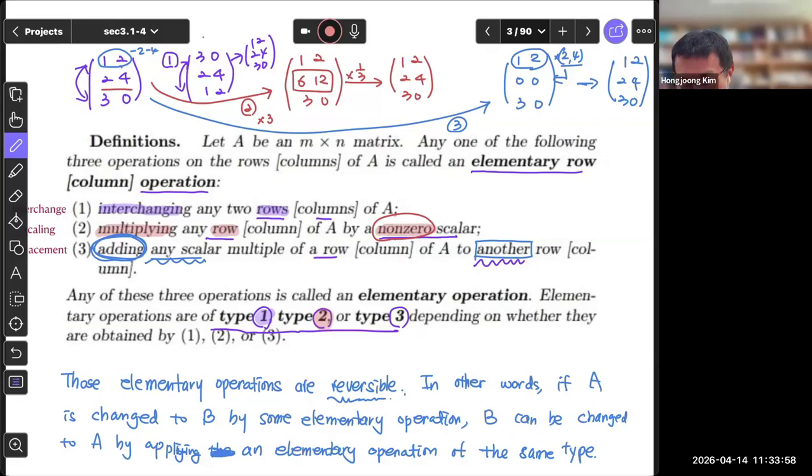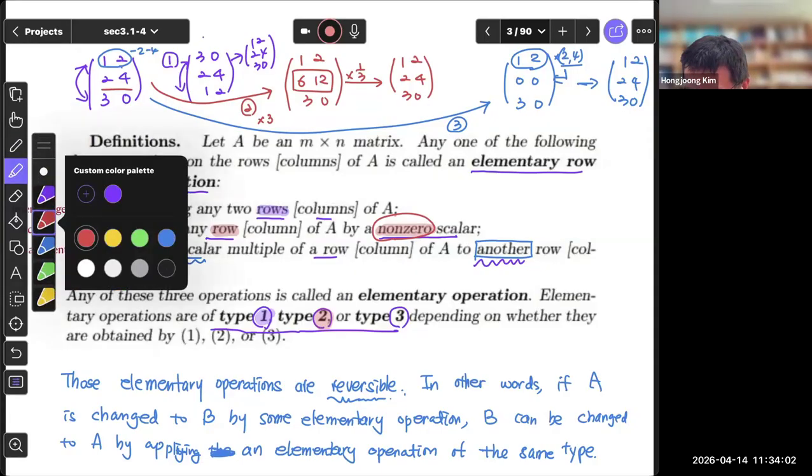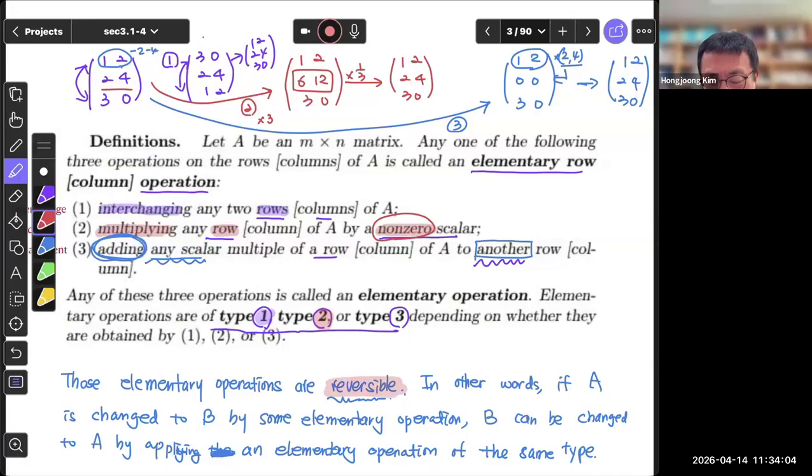So this elementary row operation is definitely reversible. You can go back to the previous stage, okay? And at that point, all you need is the same type of elementary operation. Okay? So this is an elementary row operation. So we have only three elementary operations.